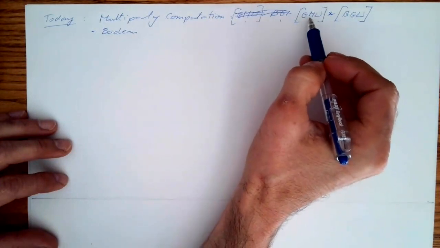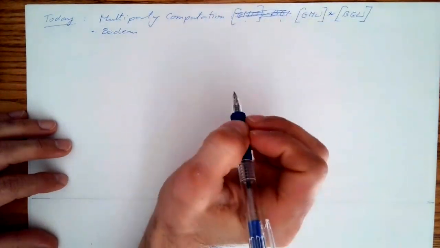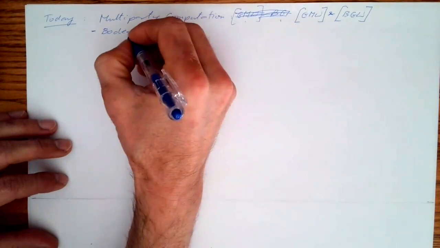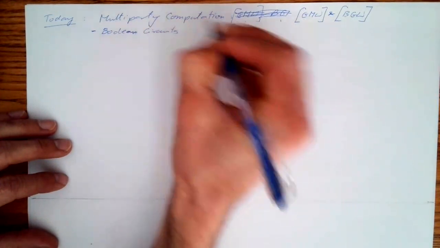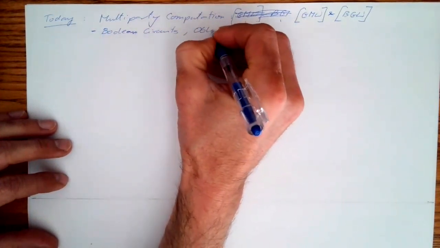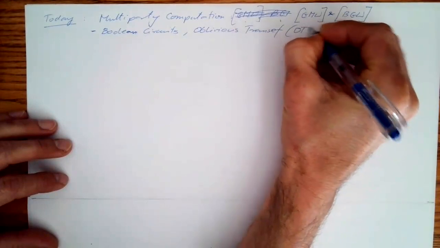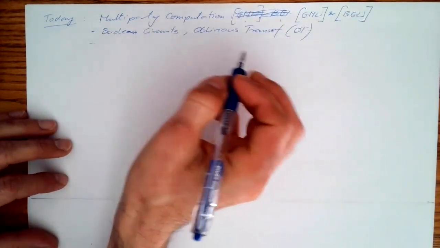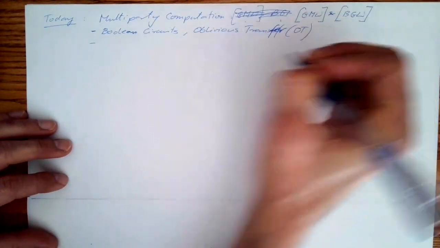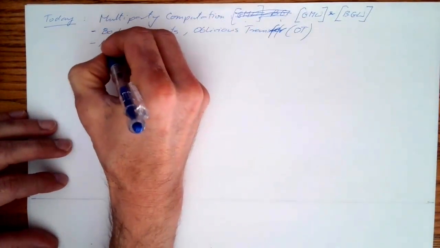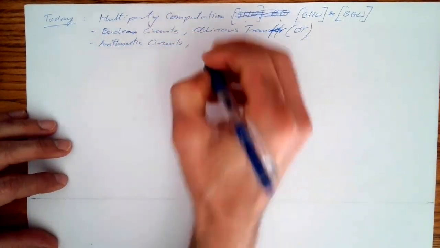So this is Goldwasser, Micali, Wigderson, and this is Ben-Or, Goldwasser, Wigderson, and let's see. One is for Boolean circuits and uses Oblivious Transfer as a tool, which we'll introduce today. And the other is for arithmetic circuits, and it uses secret sharing.